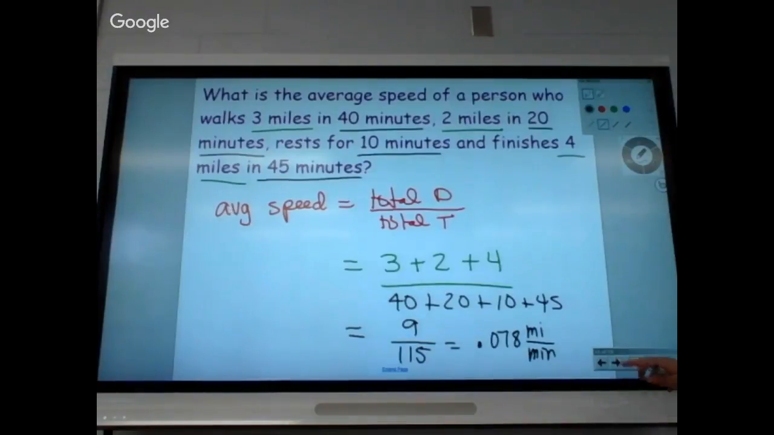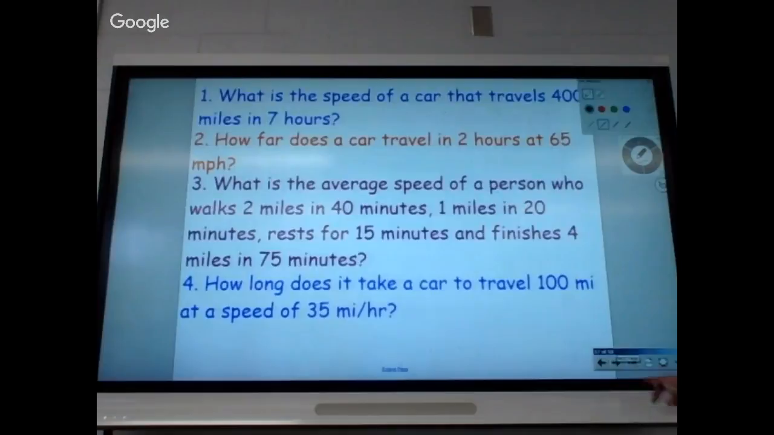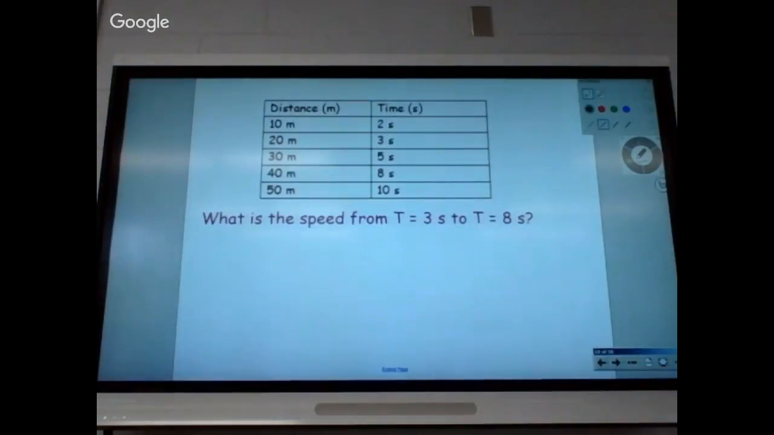All right, the last type of sample problem we're going to do before we do the lab. All right, write this chart down. We're going to do this one question, and then we're going to do the lab.